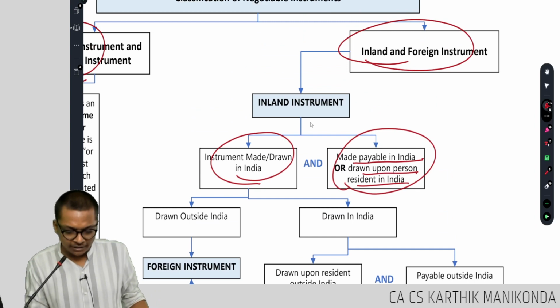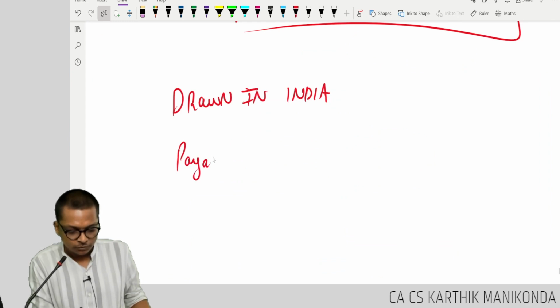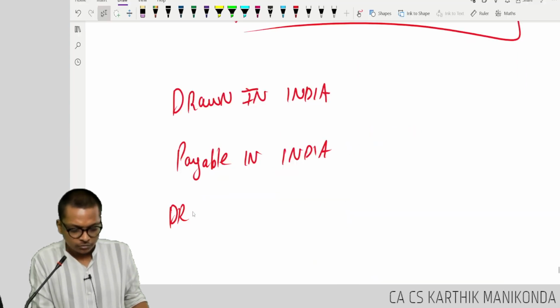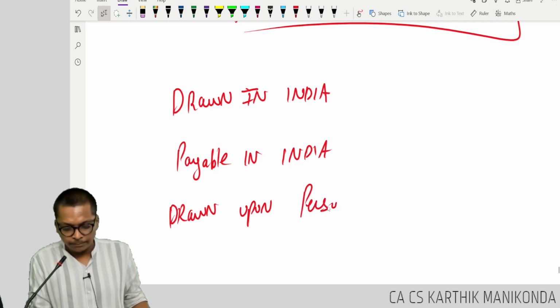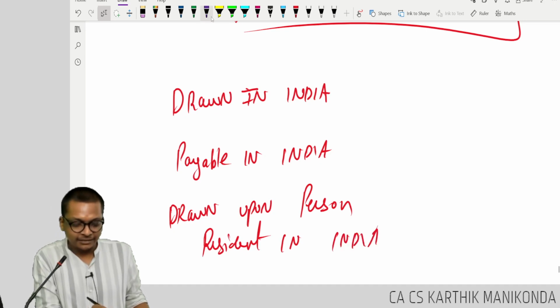So the second point is made payable in India. Third is drawn upon a person resident in India. Let me explain this with examples.